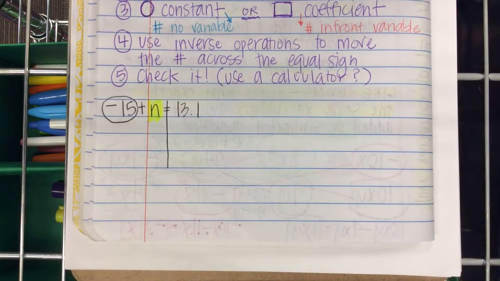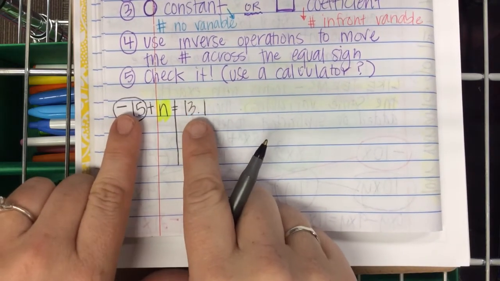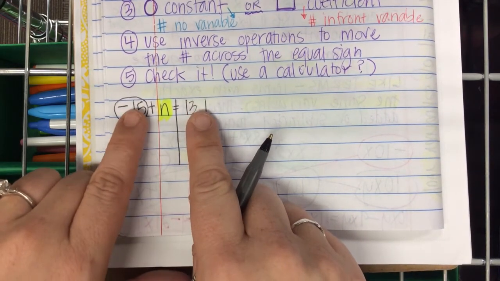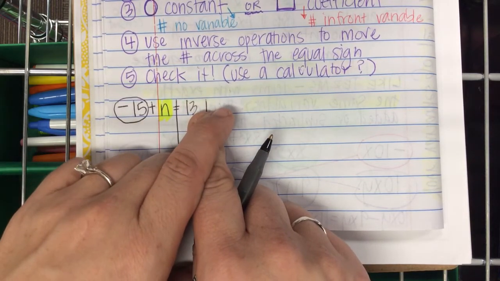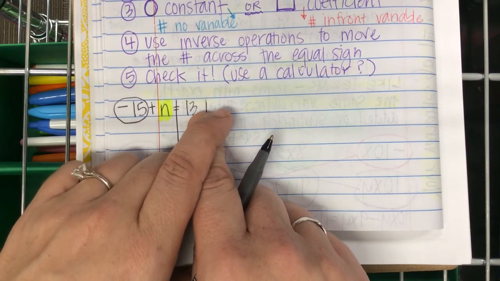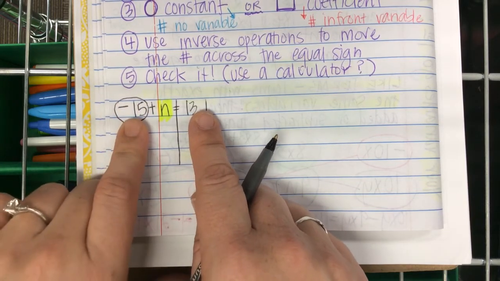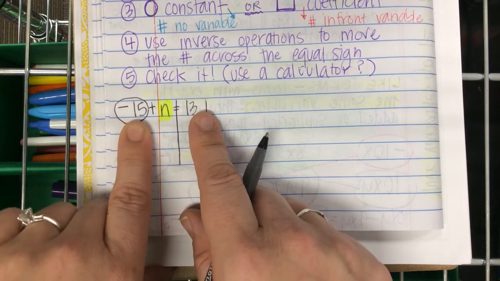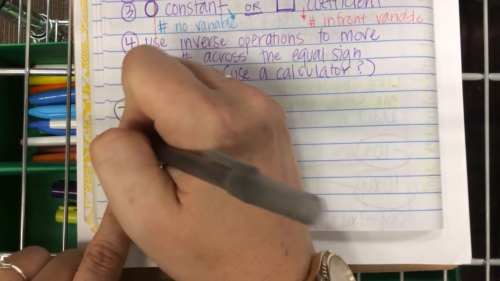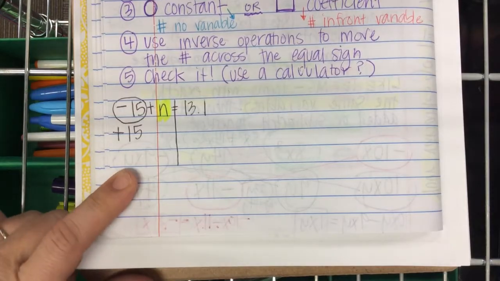All right. Here we go. Here is our one step. You do one thing to solve this problem. Use inverse operations to move the number across the equal sign, because we're combining like terms, right? These numbers need to go together, but I have to cross the equal sign, so I have to do the opposite. So I'm going to move this negative 15. What's the opposite of negative 15? Positive 15, or plus 15.